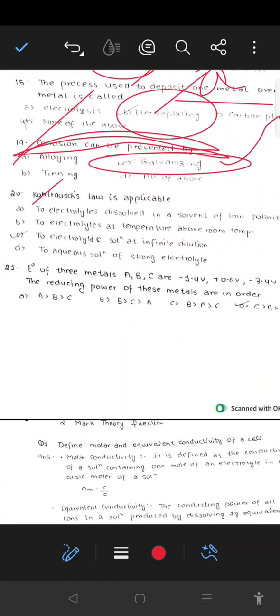Next, that is Kohlrausch's law. According to Kohlrausch, the molar conductivity of an electrolyte at infinite dilution is equal to the sum of the conductivities of the individual ions. So the right answer relates to the electrolyte solution at infinite dilution.